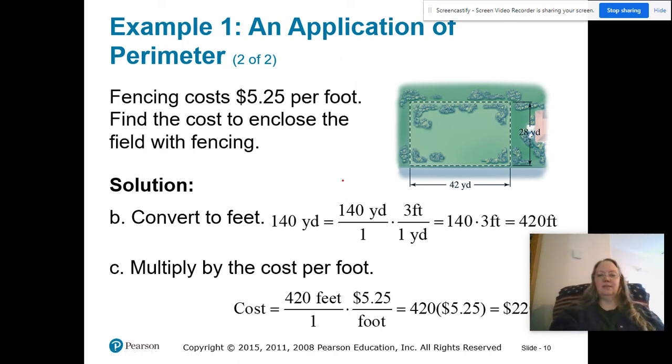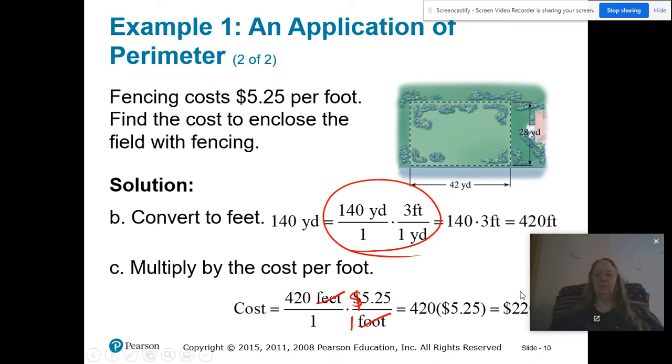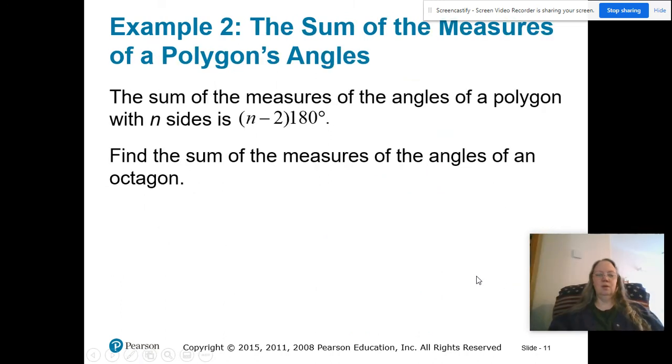Yeah, see, they did it the second way. Yep. All right. Oh, and they did the cost the same way. $5.25 for every 1 foot. So my feet will cancel and I will be left with the dollar unit. Okay. All right, I'm going to stop here and pick up with another video.